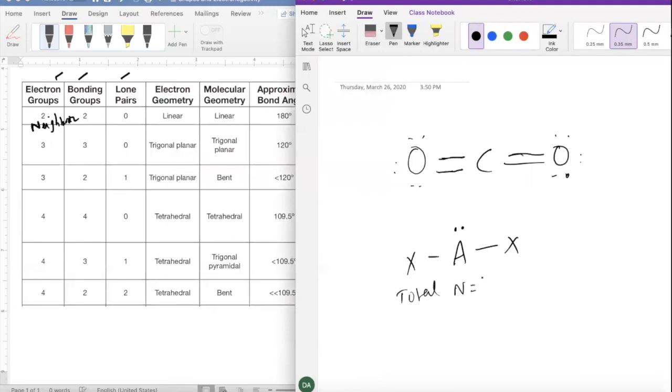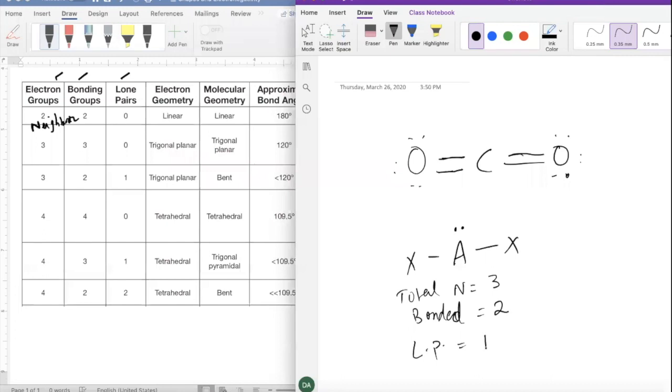Guys, remember that lone pair counts as one neighbor, so 3. Don't ignore that. Central atom is A. A has how many total neighbors? 3. How many of those are bonded neighbors? 2. See, out of these three neighbors, 2 are bonded. And how many lone pairs?